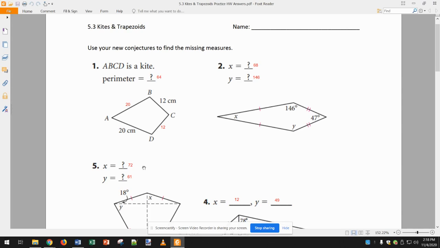Okay, in this video, I'm going to explain the homework 5.3. Feel free to skip ahead if you are only interested in a specific problem.